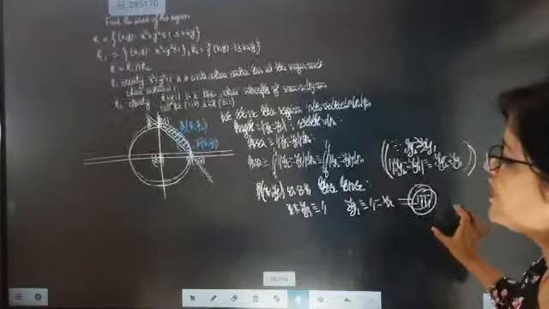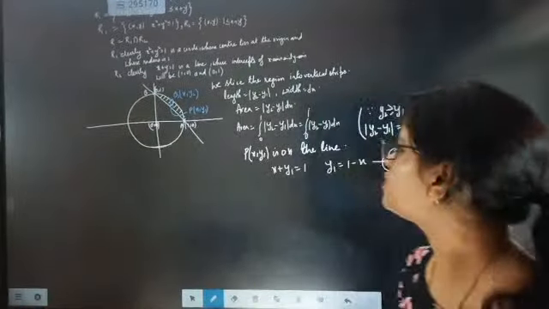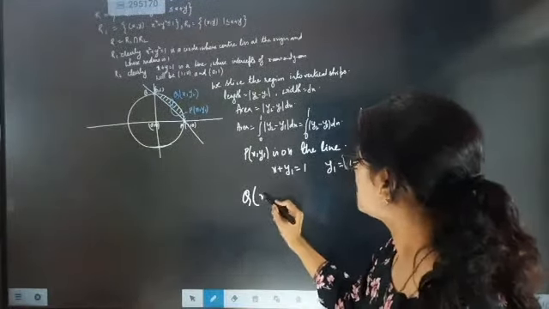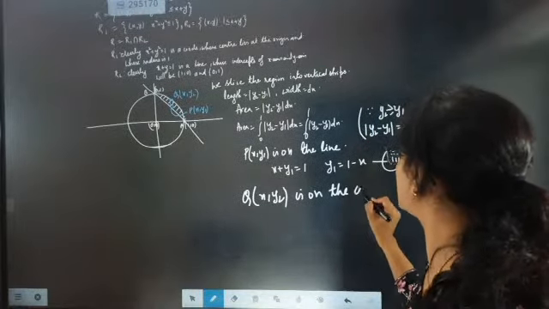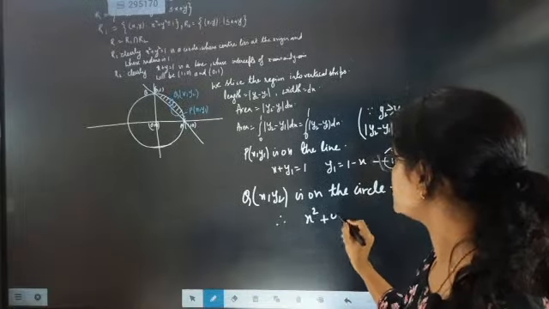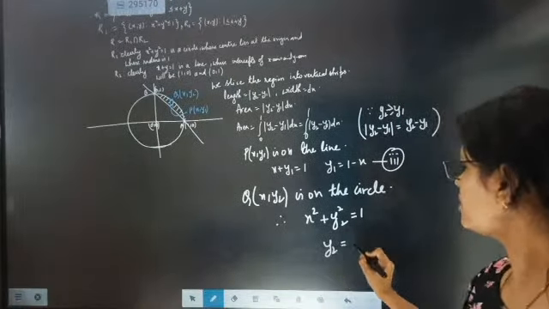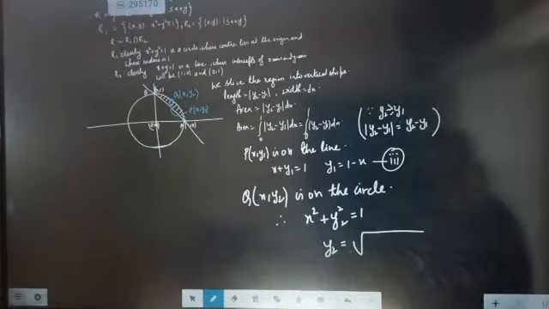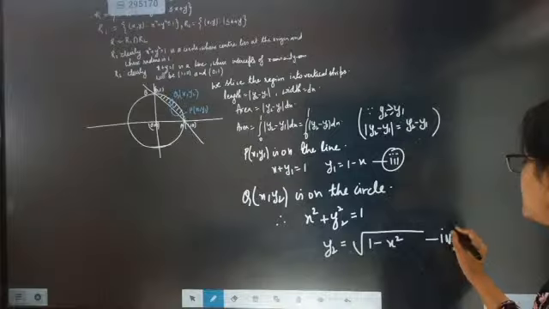Now Q(x, y2) is on the circle. Now are you understanding what and all content you have to write? So (x, y2) is on the circle, therefore x square plus y2 square will be equal to 1. So y2 will be root under 1 minus x square. Take this as equation 4.